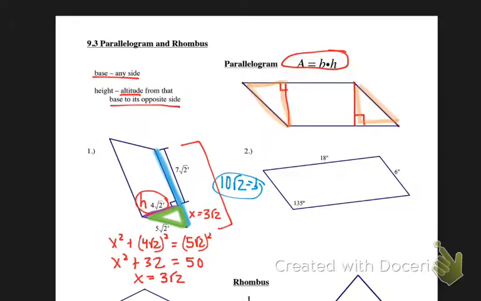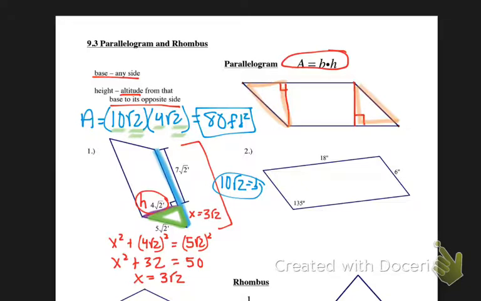So now our area formula is just base times height. So this is 10 root 2 times 4 root 2. 10 times 4 is 40. Root 2 times root 2 is 2. 40 times 2 is 80 square feet.